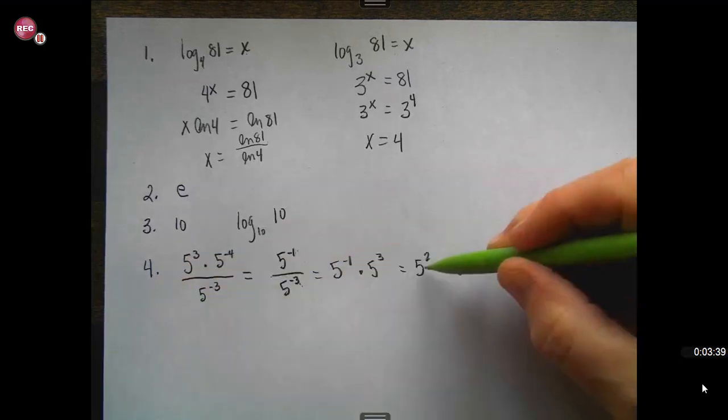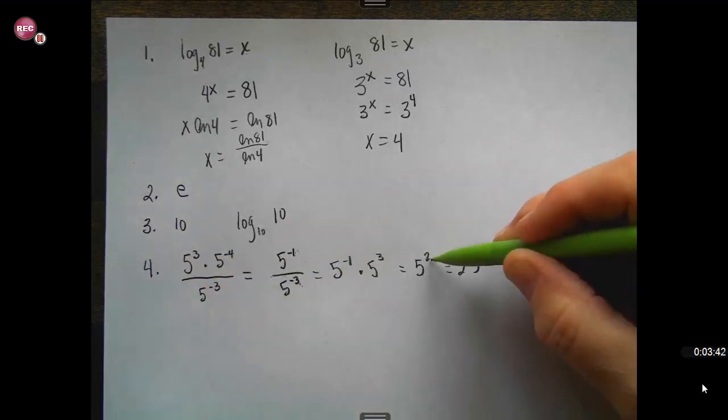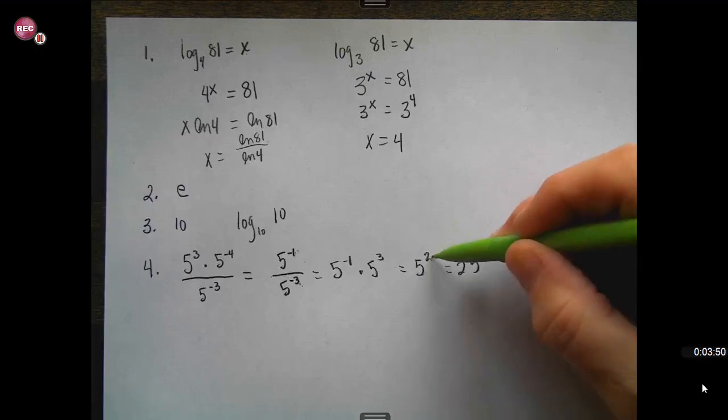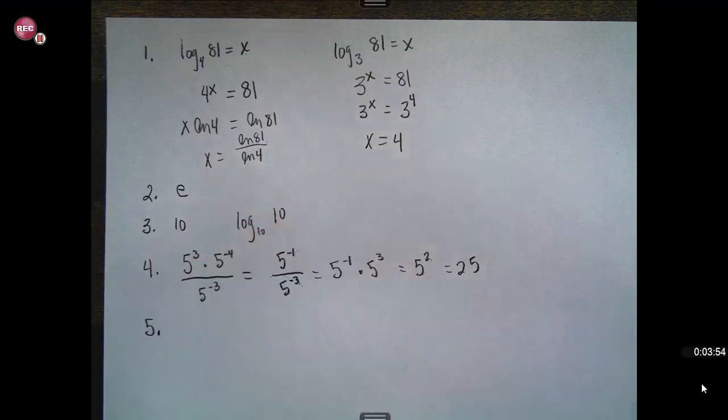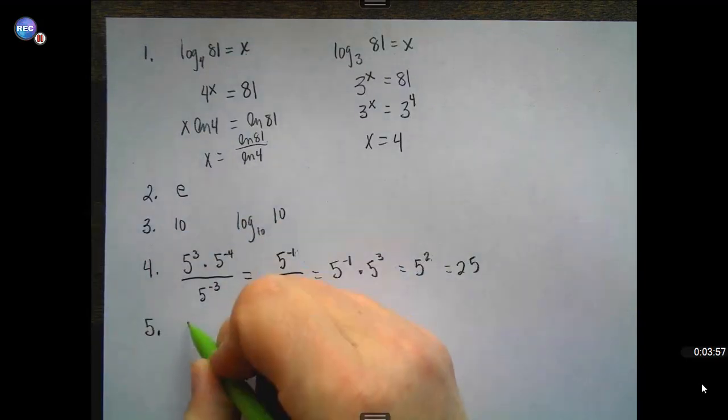If this exponent turns out to be like 15, if the answer turns out to be 5 to the 15th, obviously it would be okay to leave it as 5 to the 15th. You don't need to change that, but 5 squared is not difficult to change.